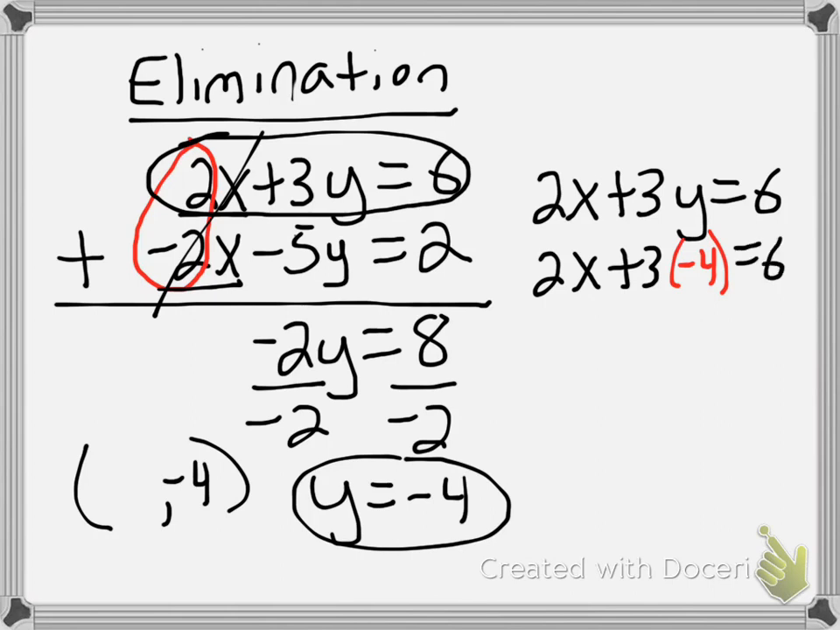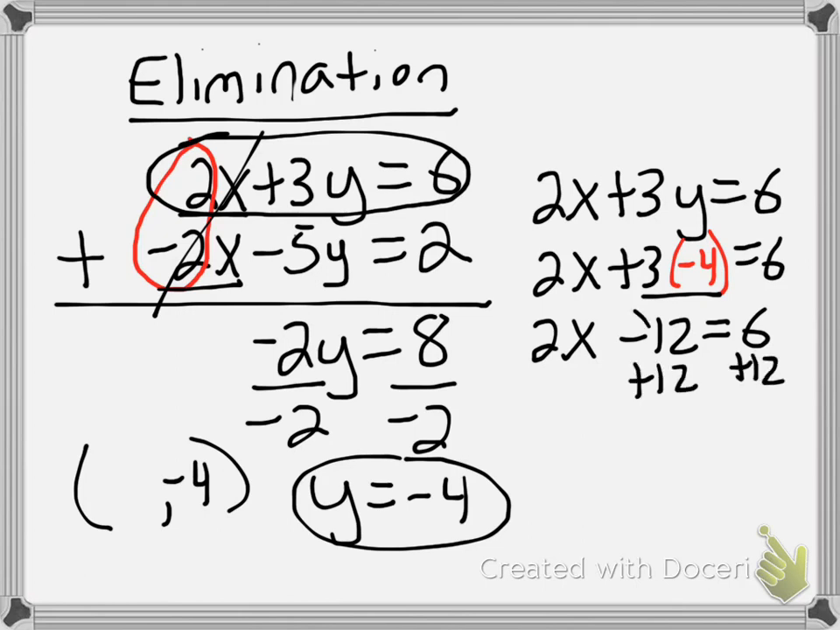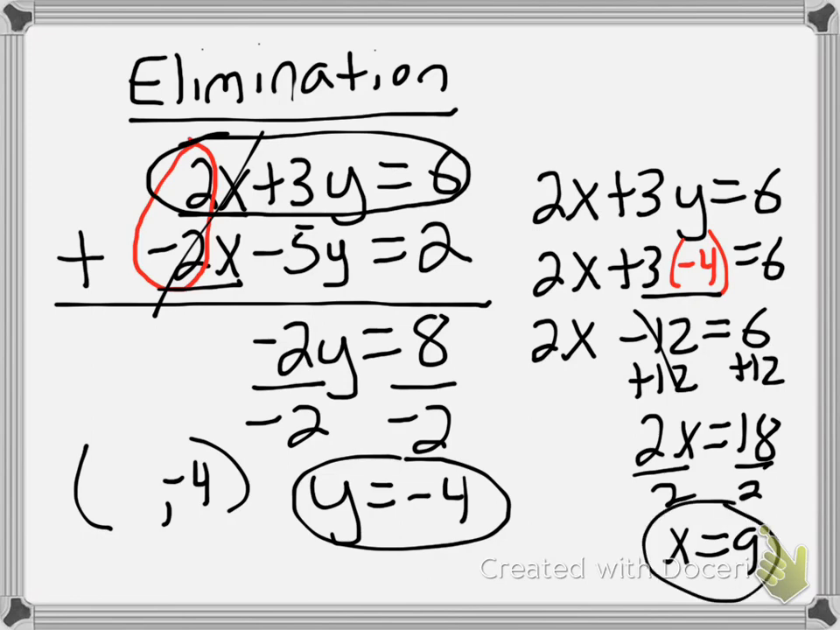It's equal to 6. We just work our way through and solve. 3 times negative 4 is negative 12. Now to solve for x, I have to get rid of that minus 12, so I add 12. So we get 2x is equal to 18. Divide by 2. I get x is equal to 9. So there's my x value. There's my ordered pair. I'm done with the system.